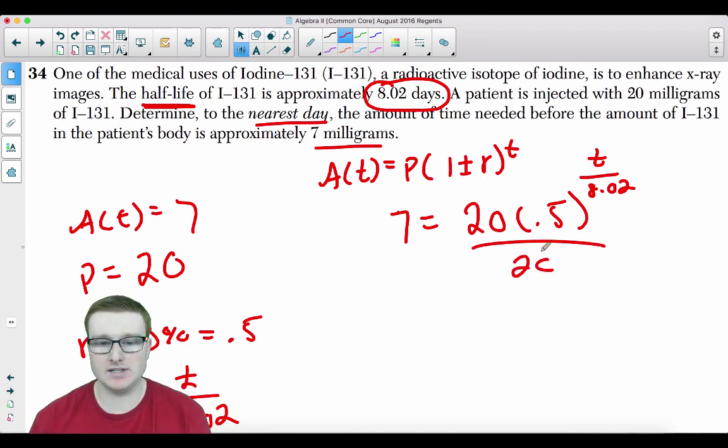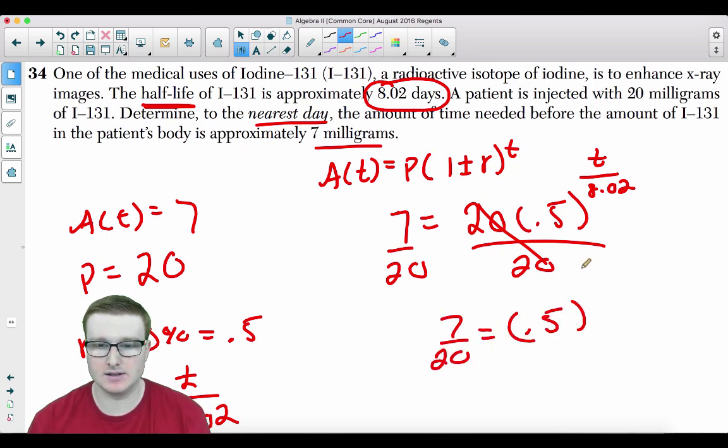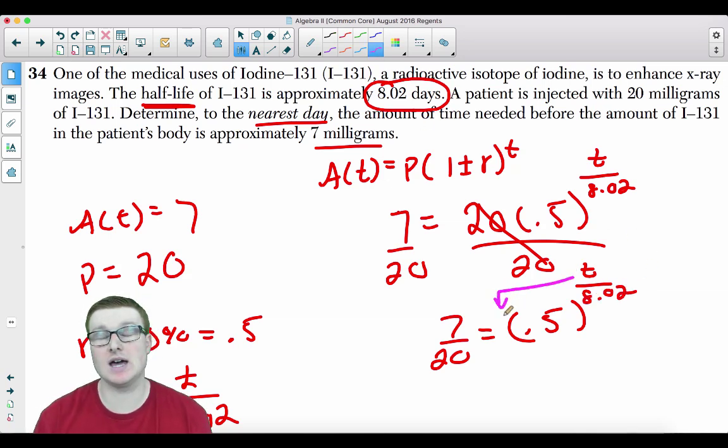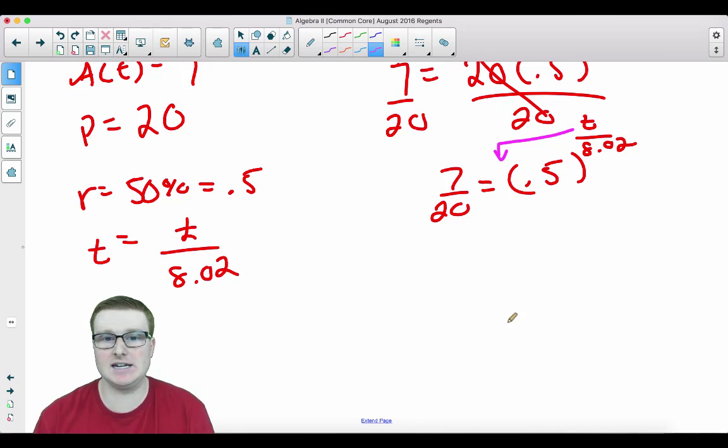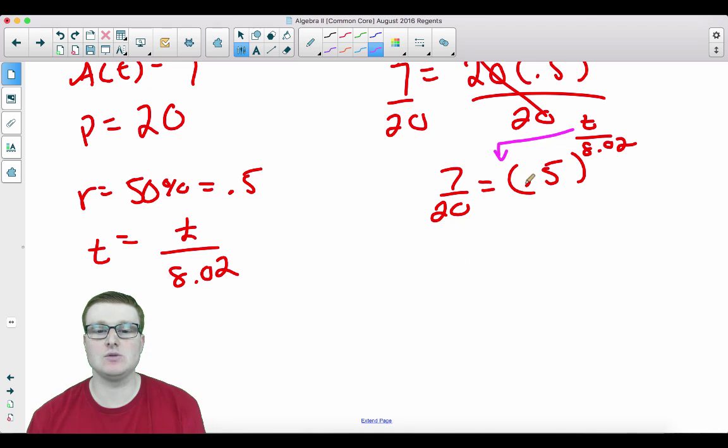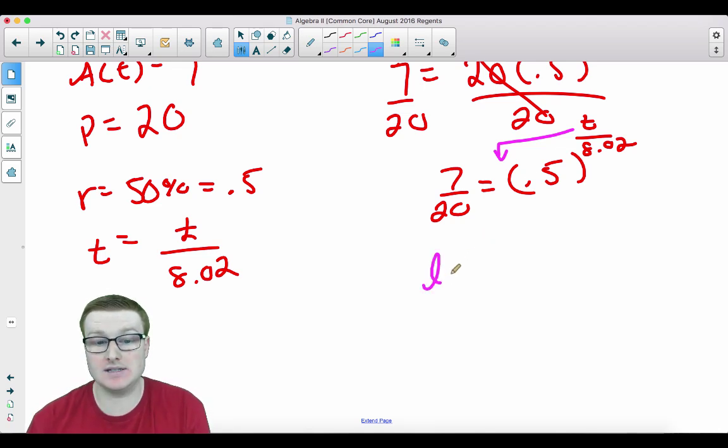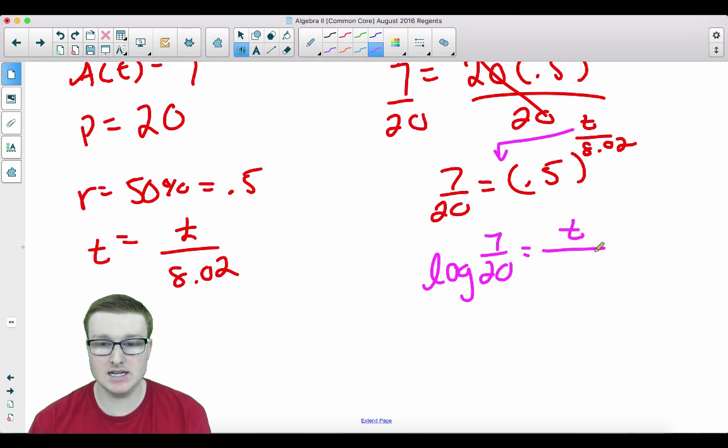Now let's divide by that 20. We get 7/20 equals 0.5 to the t over 8.02. What you're now going to do is move it downwards, because we've got to solve for t. We can't solve for t in an exponential position, so we move it down. Once we do that, we have to take the log of both sides. So log of 7/20 equals t divided by 8.02 times log of 0.5.